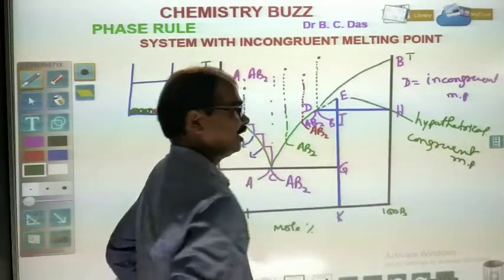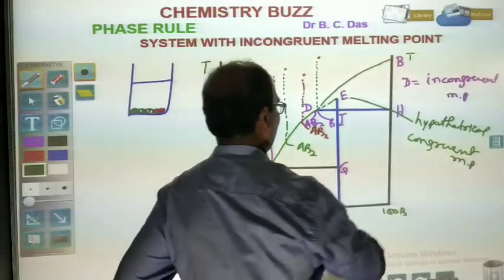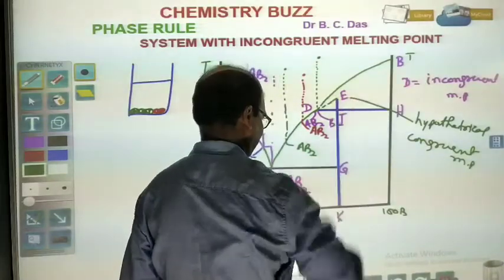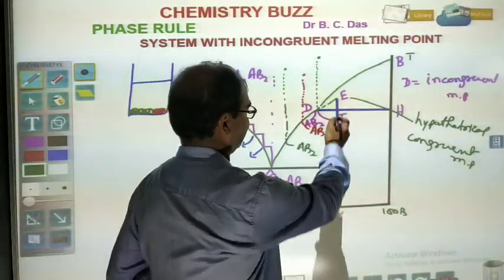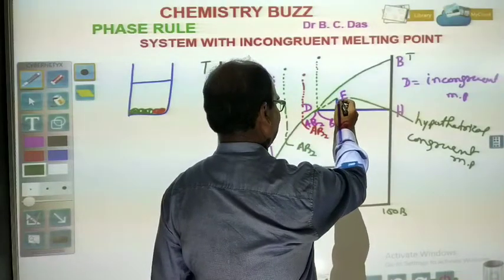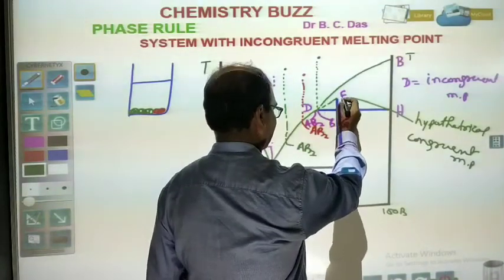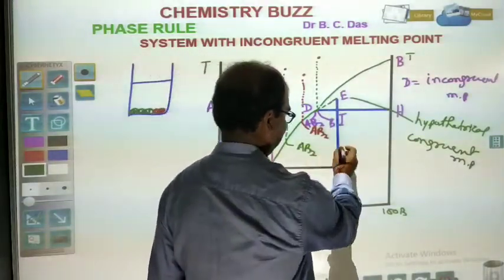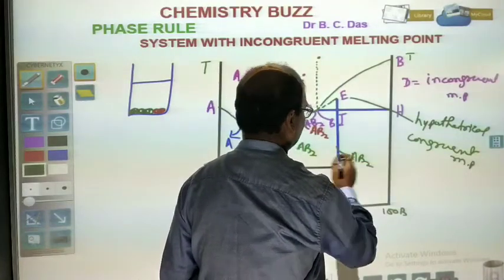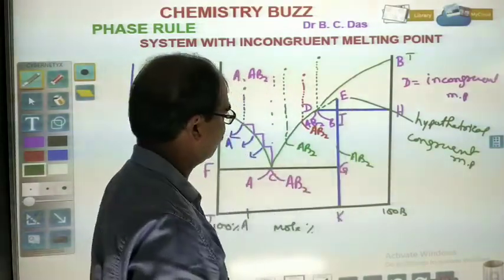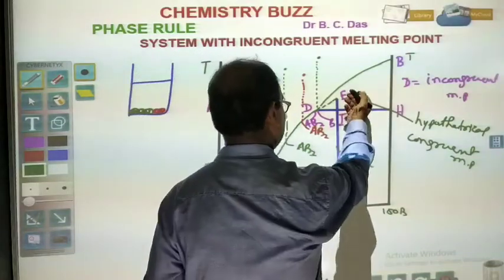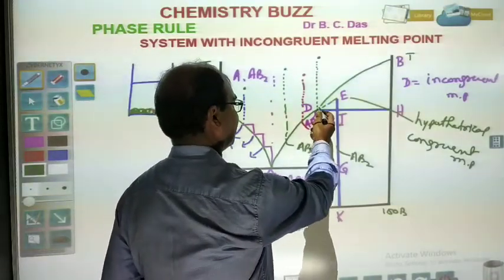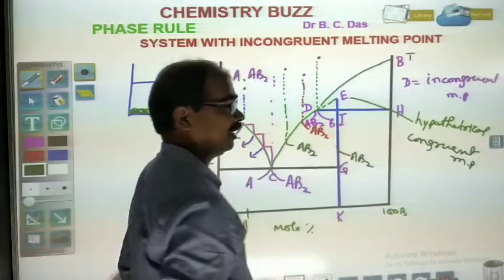This cannot be reached. If this composition were achieved at the corresponding temperature, then the total solution would solidify as AB2. So this is called the hypothetical congruent melting point. Before attaining the congruent melting point, the compound AB2 dissociates to A and B.